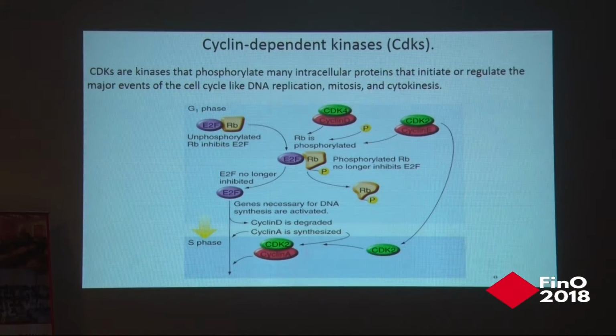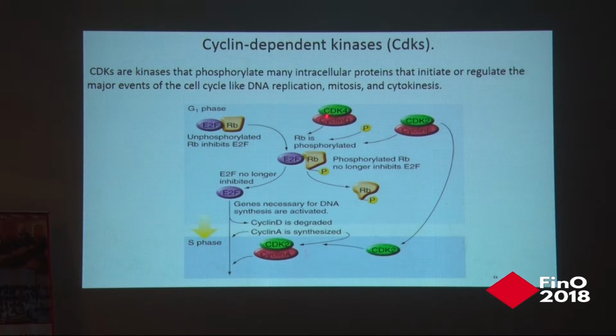The other important proteins, like I mentioned before, are the cyclin-dependent kinases, Cdks. Cdks are kinases that phosphorylate many intracellular proteins that initiate or regulate the major events of the cell cycle, like DNA replication, mitosis, or cytokinesis. Here is an example of when the cell has to move from G1 phase to S phase, and how these processes are mediated.